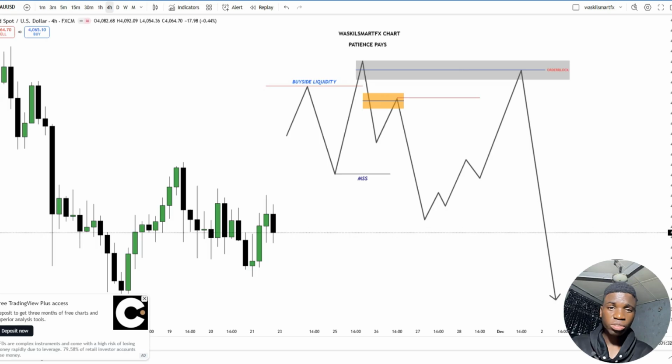Hi trader, let's talk about order block. How do you find your order blocks?